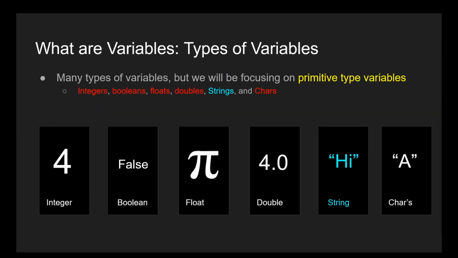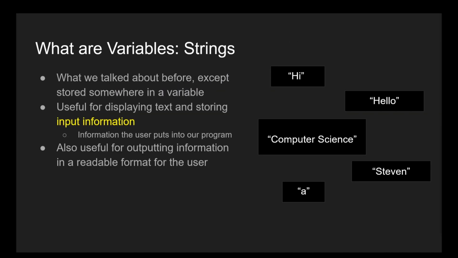Up next we have string variables, which are like the strings we actually talked about beforehand, except stored somewhere in a value. String variables can store strings of letters, which are just words and sentences. Strings are useful for displaying text and storing input information. Strings can also be concatenated together to form combinations of string variables and pre-written strings. This is very useful for outputting information in a readable format for the user.